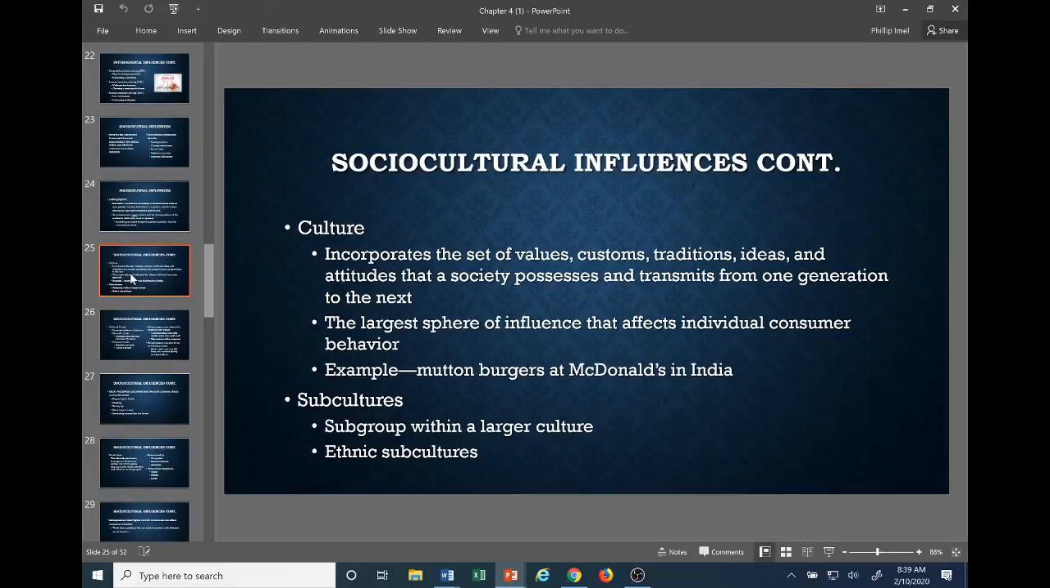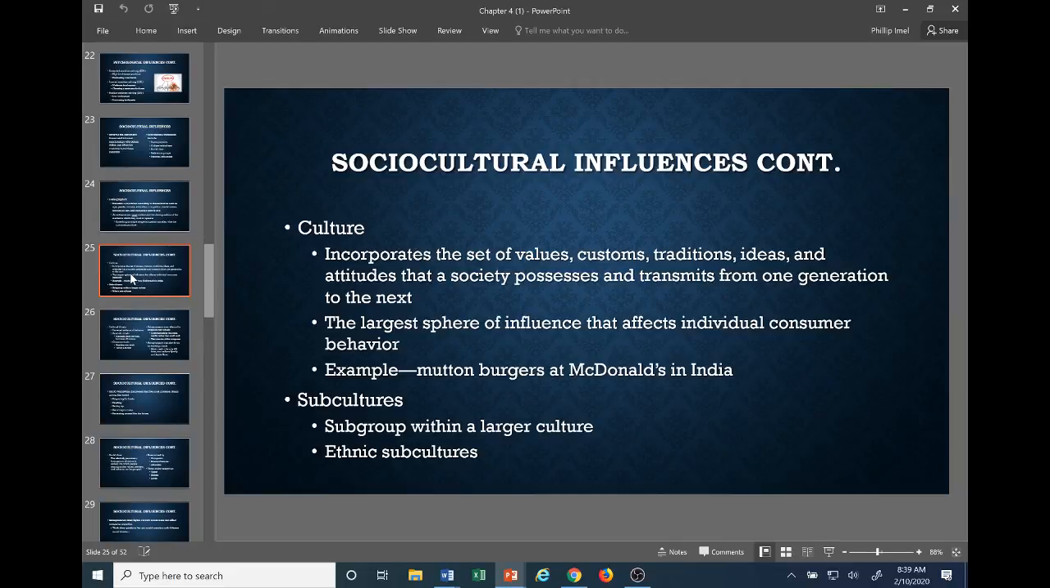The culture incorporates the set of values, customs, traditions, ideas, and attitudes that a society possesses and transmits from one generation to the next. This is probably the largest sphere of influence that affects individual consumer behavior. The book gives an example of mutton burgers at McDonald's in India. The reason they have the mutton burgers is because the cow is considered sacred over in India. So culture is the largest sphere of influence that's going to affect individual consumer behavior.